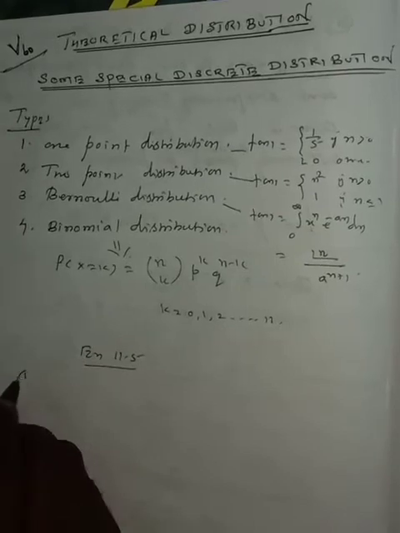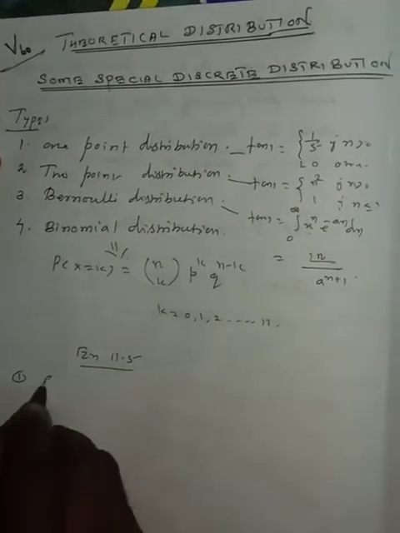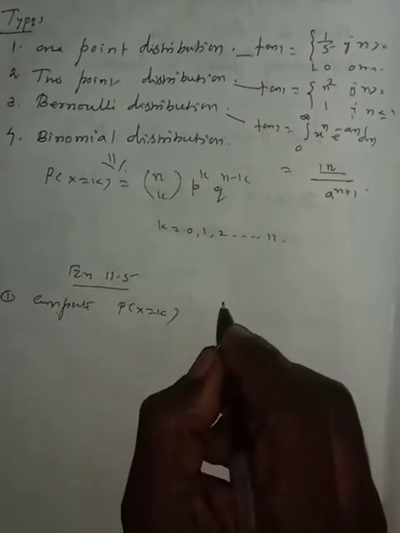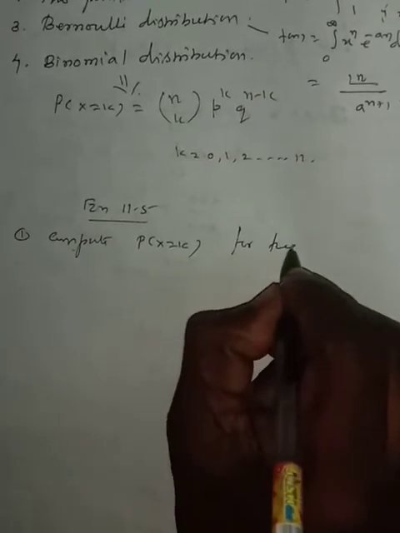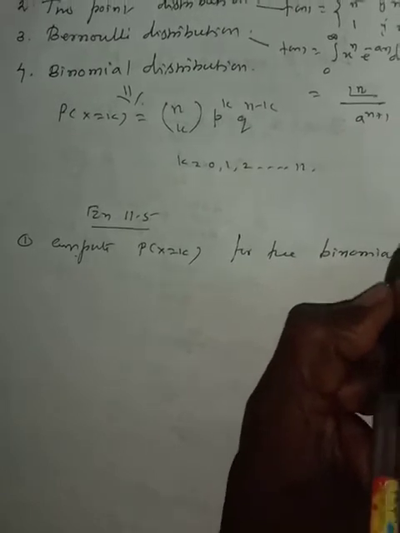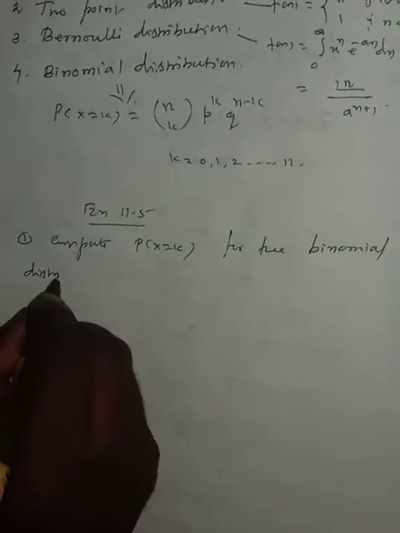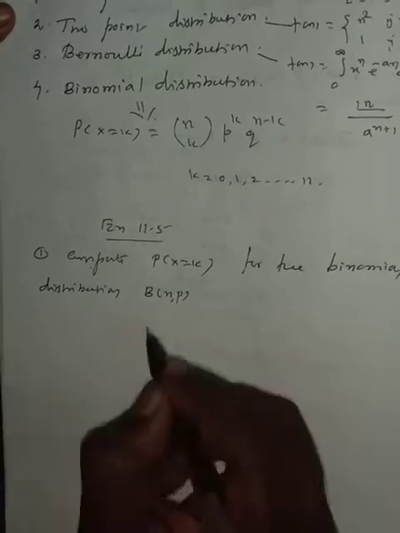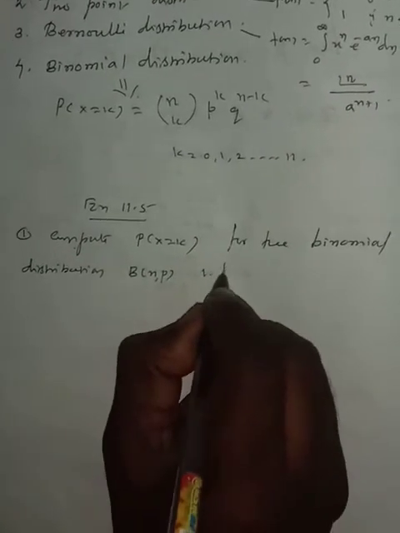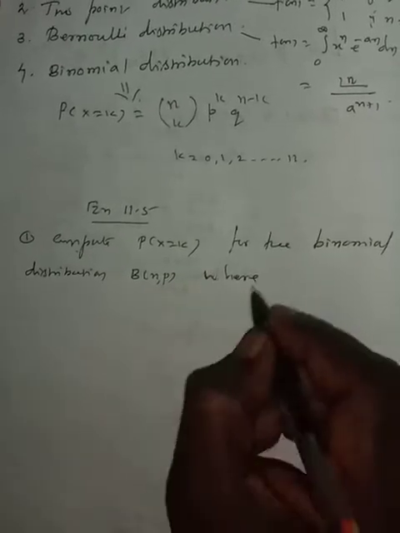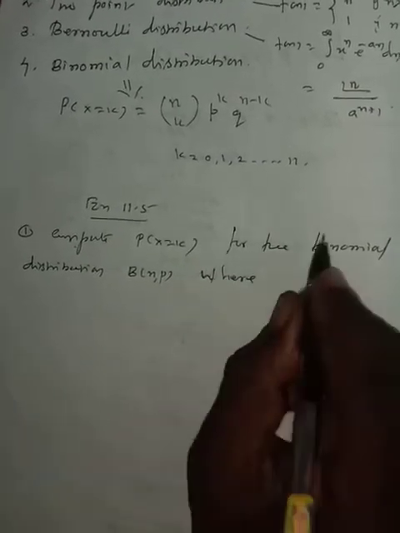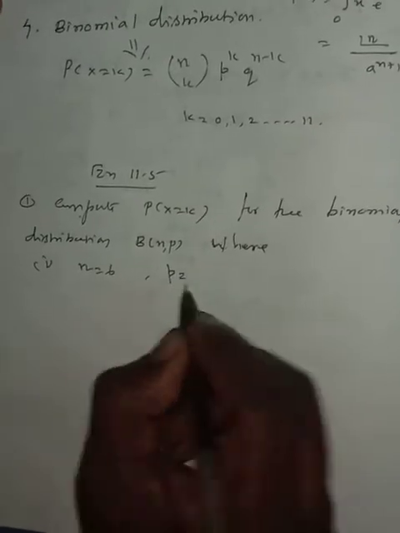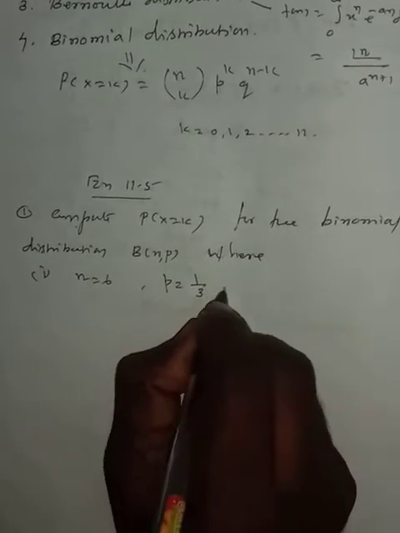Now we have to take example number 11.5, sum number 1. Compute P of x equal to k for the binomial distribution, where n is equal to 6, p is equal to 1 by 3, k is equal to 3.